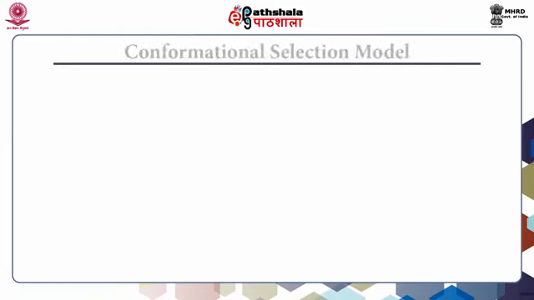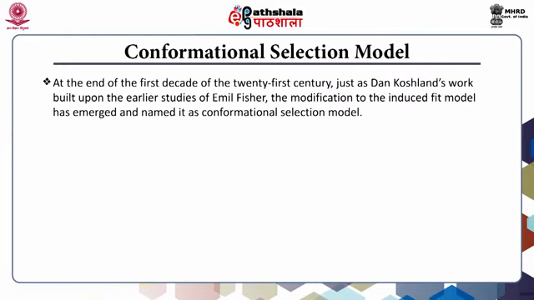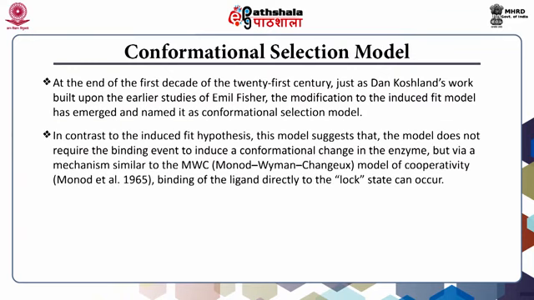The third model is the conformational selection model. At the end of the first decade of the 21st century, just as Dan Koshland's work built upon the earlier studies of Emil Fischer, a modification to the induced fit model has emerged and been named the conformational selection model. In contrast to the induced fit hypothesis, this model suggests that the binding event is not required to induce a conformational change in the enzyme, but through a mechanism similar to the Monod-Wyman-Changeux model of cooperativity, binding of the ligand directly to the lock state can occur.